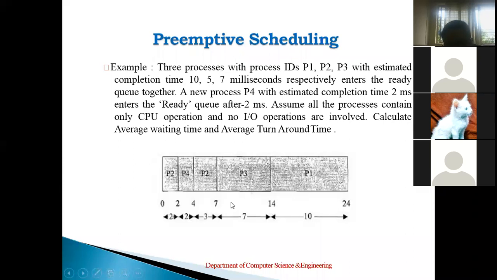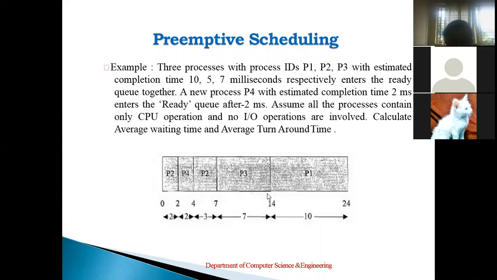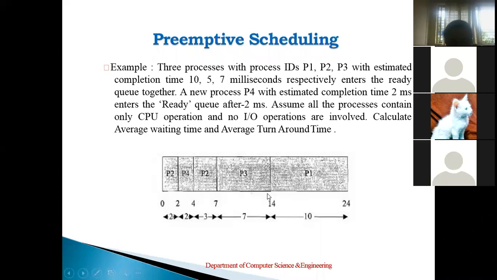Okay, I think she's not audible. Varda, can you tell me what is the answer for this? What is the waiting time for P1? How much time is it waiting in the queue? 14. Yes. You understood what it is? Yes, ma'am. Okay.